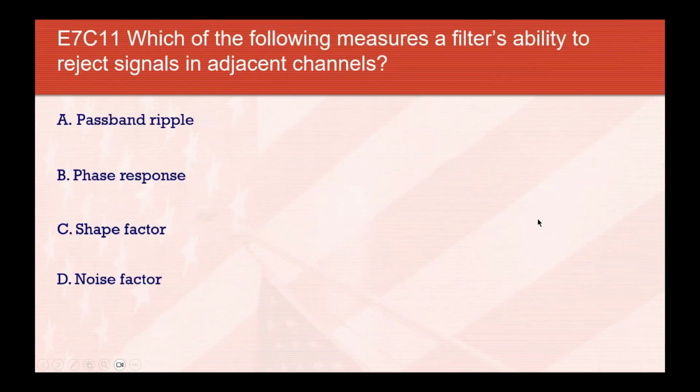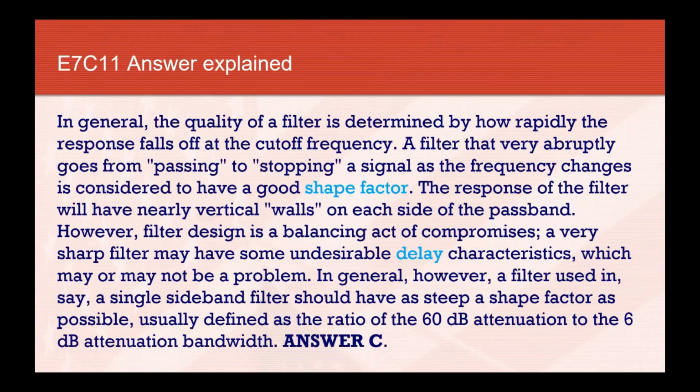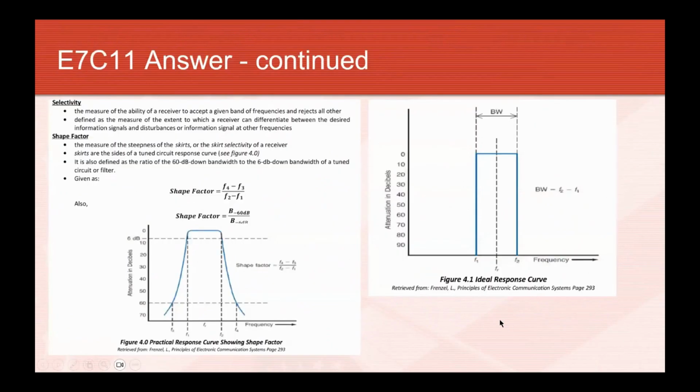Which of the following measures the filter's ability to reject signals in adjacent channels? You remember this has to do with the skirts of the filter or the shape of the filter, hence the shape factor. And again, this is just a picture of it. Then on the right, that ideal response curve, if we could have such a thing as vertical skirts up and down, that would be wonderful. There's no such thing. So we come something like the one on the left, and we get as close to it as we can.